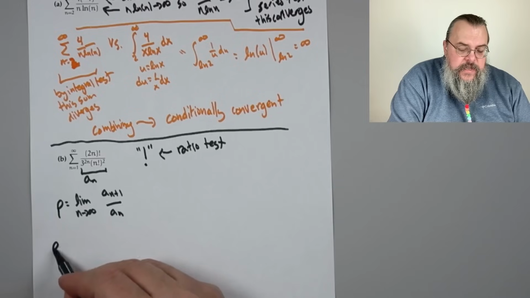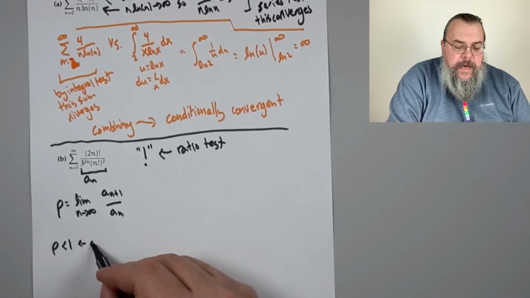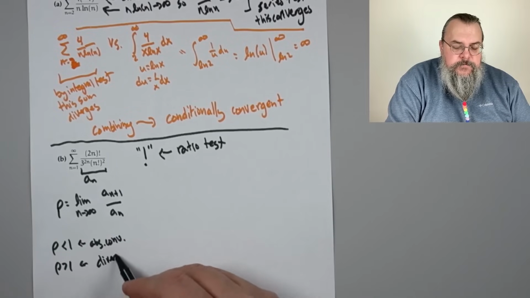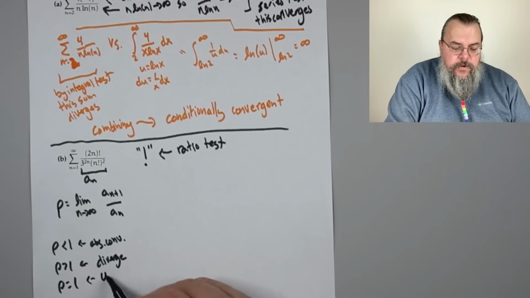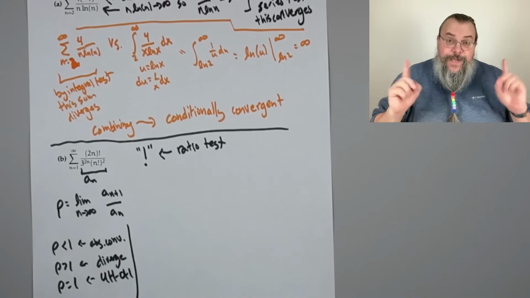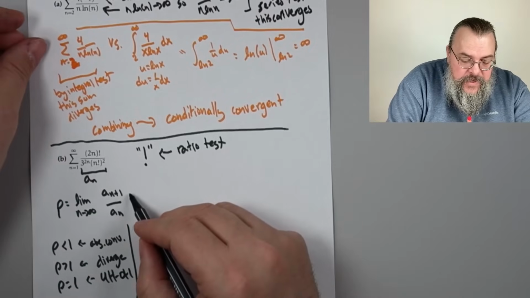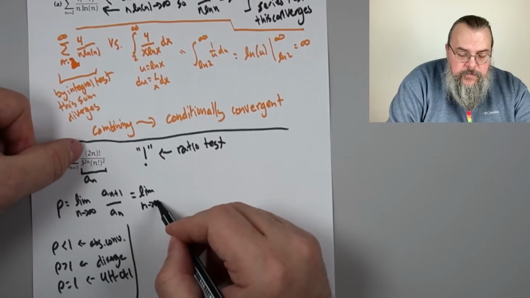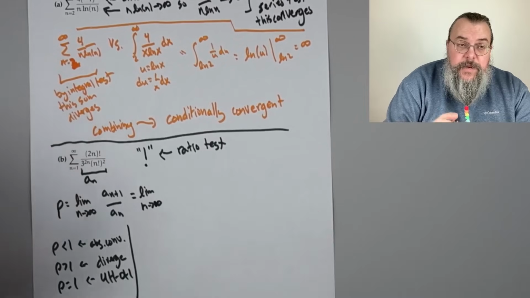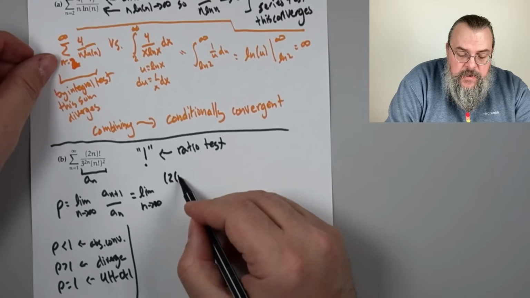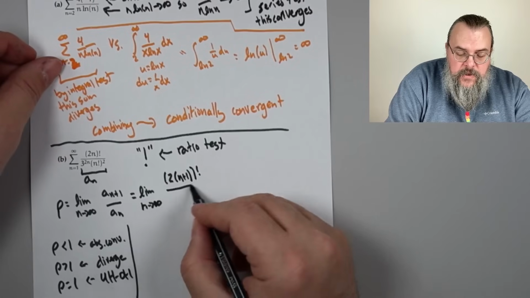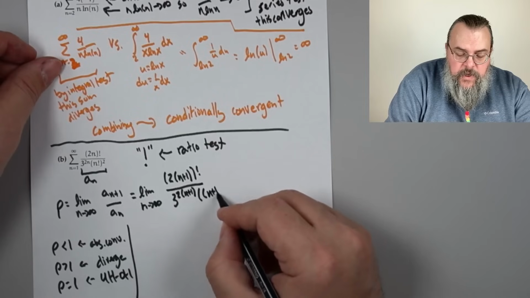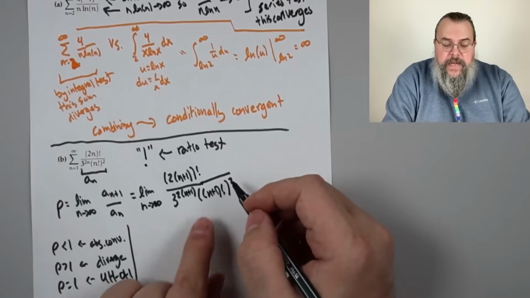Now, what's the punchline? If rho is less than 1, you're going to be absolutely convergent. If rho is greater than 1, you're going to diverge. And if rho equals 1, uh-oh. So, let's not get 1. Okay, so here we go. What do we have? We're going to come through here, and everywhere we see an n, we're going to put n plus 1. So we're going to be very careful here. We're going to have 2 times n plus 1 factorial over 3 to the n plus 1 times n plus 1 factorial squared. Okay, that's our a sub n plus 1.